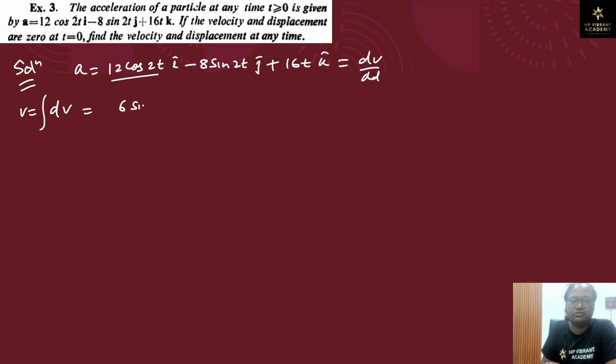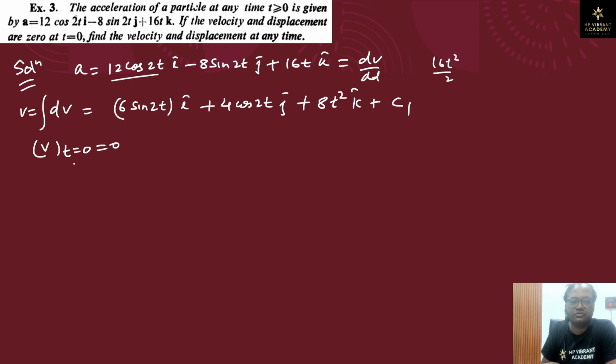So v is equal to the integral of dv, which is the integration of this with respect to t. So this is 6 sin 2t i cap, and this is plus 4 cos 2t j cap, and this is plus 16t squared upon 2. This is 8t squared k cap plus a constant of integration. Let us take this as c1. So velocity at t = 0 is equal to 0. Let us put t = 0. So this is 0, this is 0. So we have 4 j cap plus c1 is equal to 0. This means c1 is equal to 4 j cap.